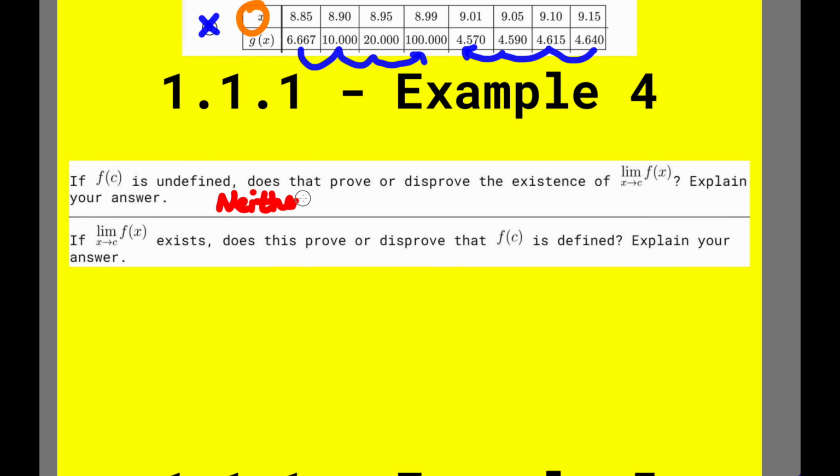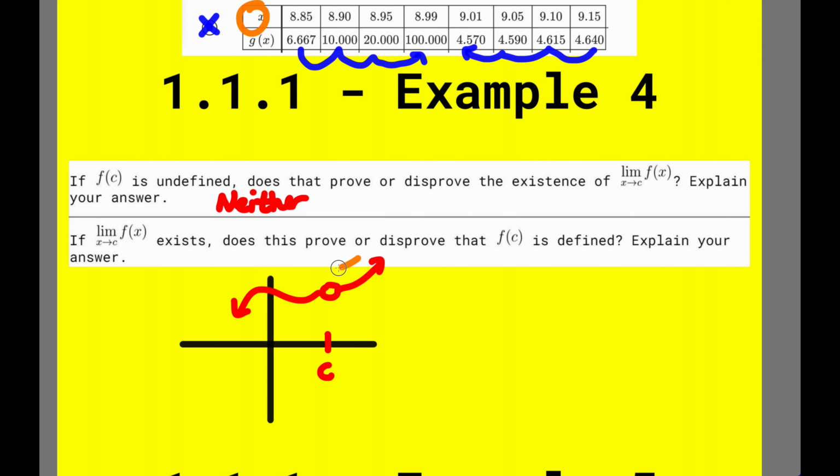Because it really depends. Probably the best way to show this is just to draw an example. So I'm just going to graph a really simple example where f of c is undefined. I'll make up some point c right here, and it's undefined, so I'm just going to make a little hole there. Does that prove or disprove the existence of the limit? Well, it would prove it if the graph looked something like this. You could see it's approaching on one side, it's approaching on the other. The limit does exist for that.